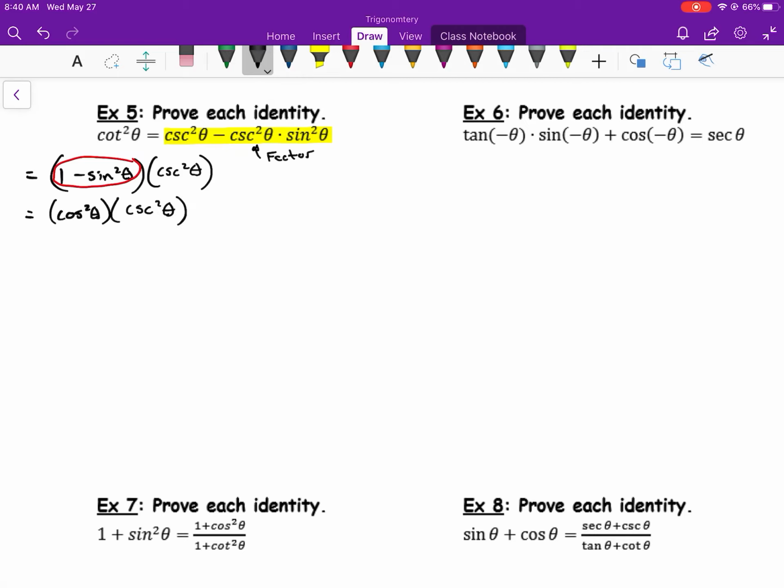So now we're trying to get the cotangent. Cotangent is cosine over sine. So if I look at cosecant, I know cosecant squared is really 1 over sine squared. I'm going to get cosine squared of theta divided by sine squared of theta. And cotangent is cosine over sine, so cotangent squared must be cosine squared over sine squared.